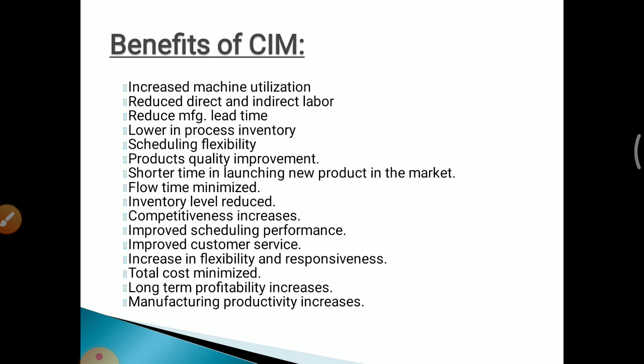The next benefit is flow time minimized. The material will be transferred from one machine to another machine by using automated conveyors. That will reduce the flow time and improve the productivity. The next advantage or benefit is inventory level reduced. As we discussed earlier, the inventory will be reduced.